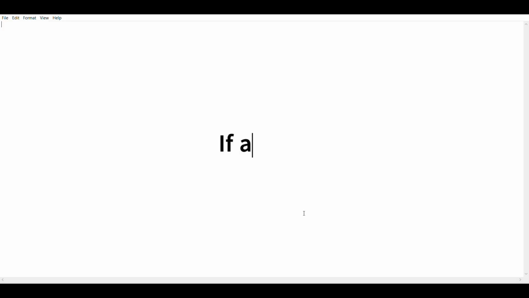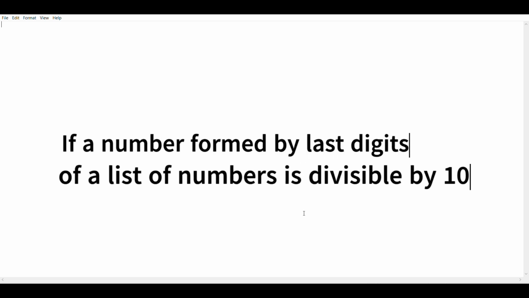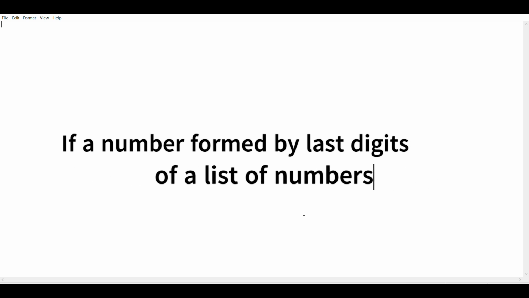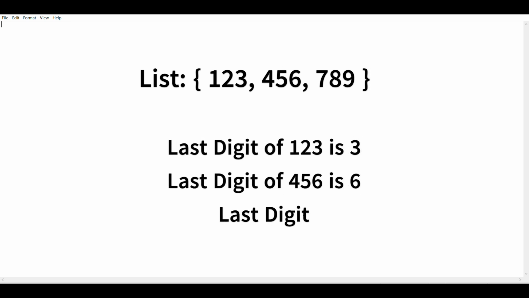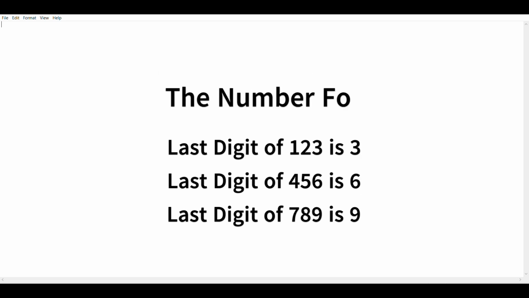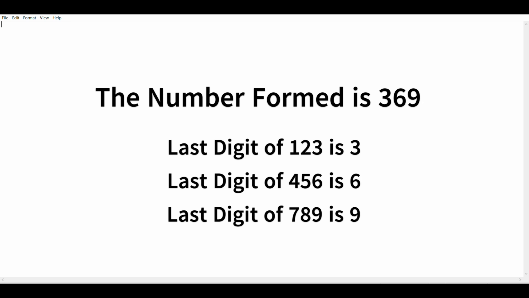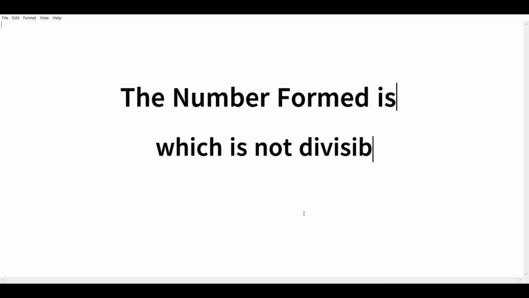So today we will learn how to determine if a number formed by last digits of a list of numbers is divisible by 10. Let's say we have a list that contains 1, 2, 3, 4, 5, 6 and 7, 8, 9 as its elements. And their last digits will be 3, 6 and 9 respectively. So the number that is created from these last digits will be 369. Then check if that newly formed number is divisible by 10 or not. Okay. So without wasting further more time, let's get started.